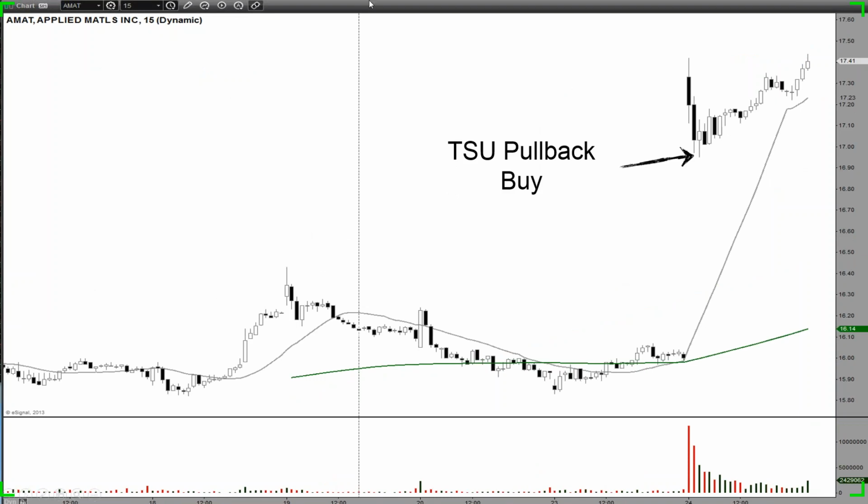Right here, 15-minute chart. You can use it on the 15, 5-minute, what have you. 15 is a nice little conservative one. It does a little pullback, gives the reversal candle, entry, stop, and then ride it out for the day. Okay, so that's what you do on that one. Nice, simple trade.